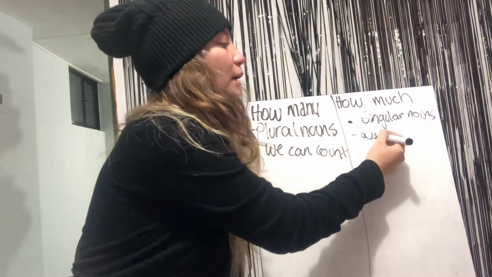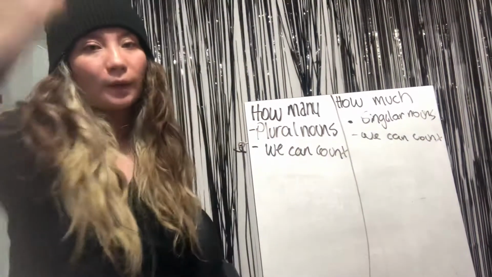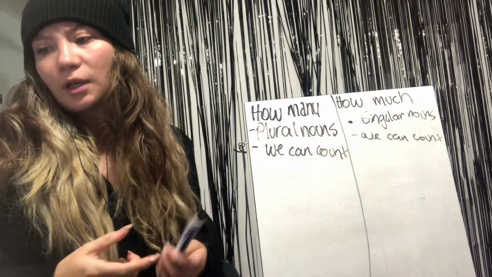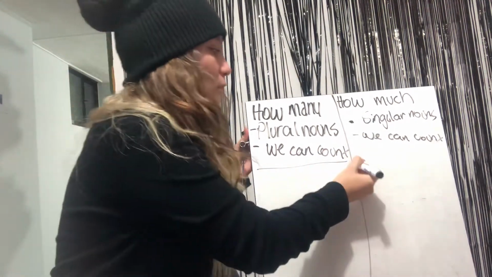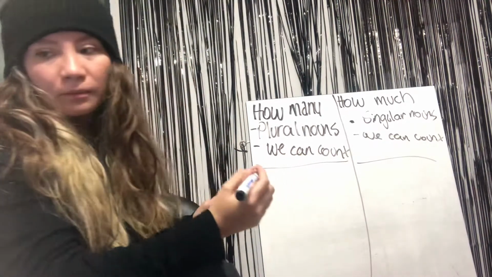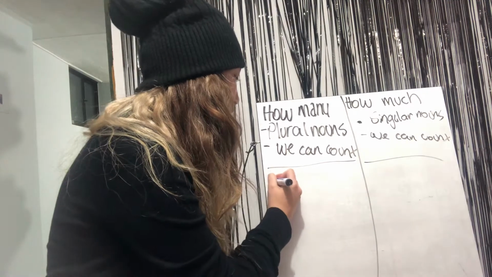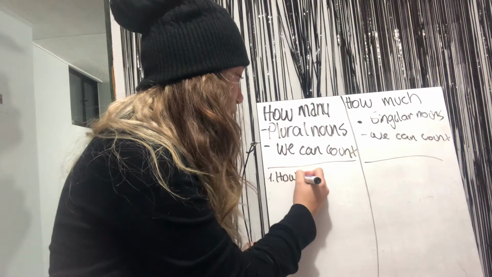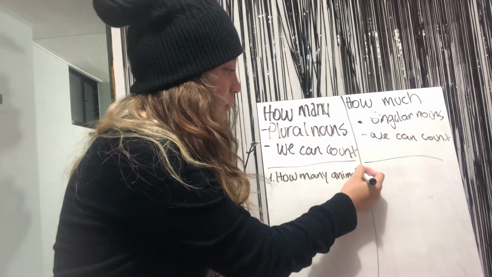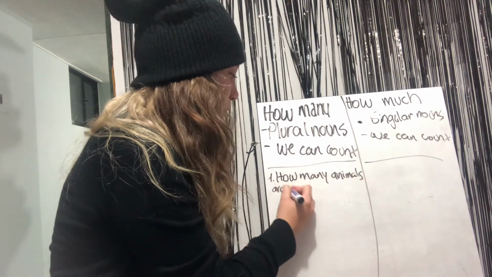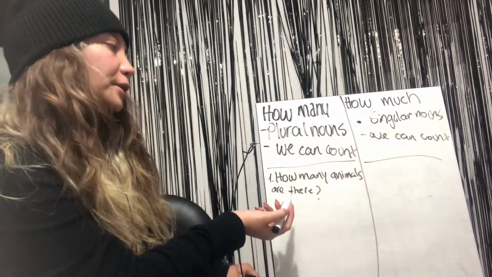Okay, here we can count. Now I'm going to give you some examples. Here, how many animals are there? This is one example. How many animals are there?